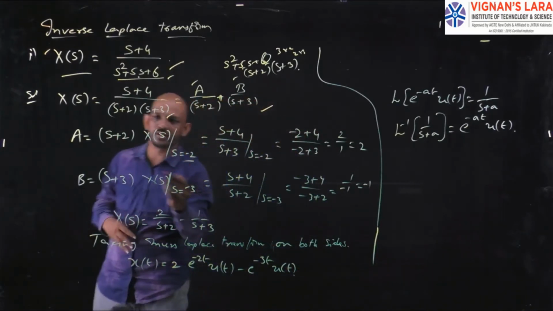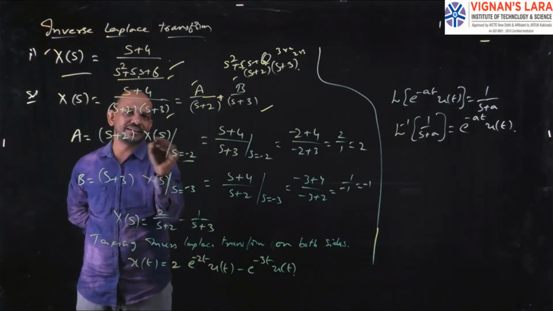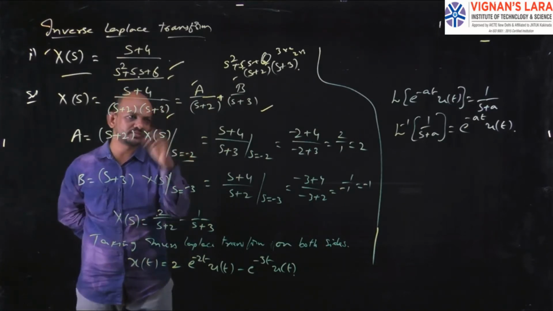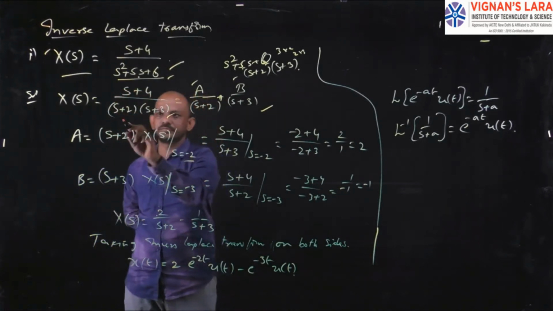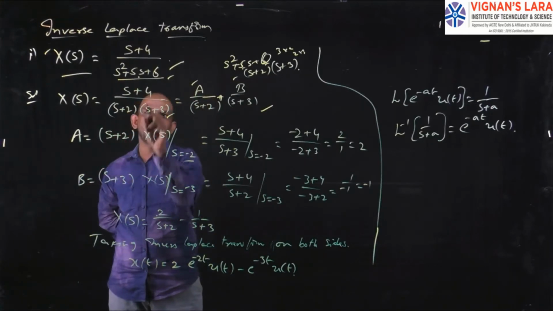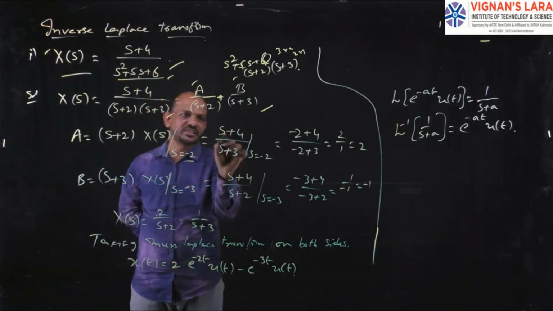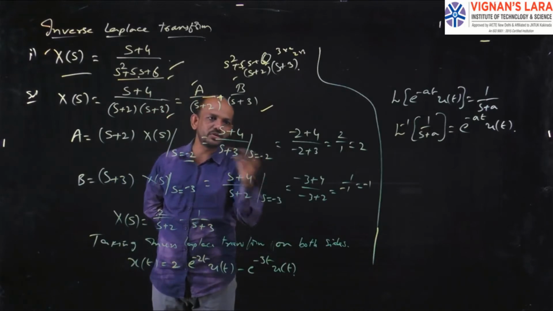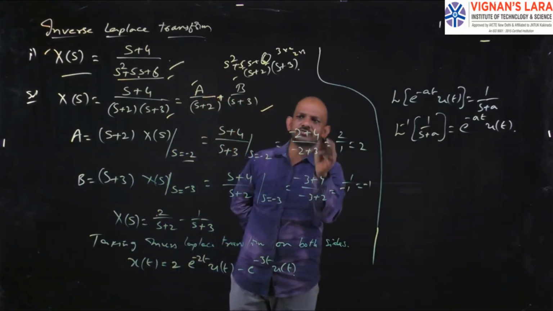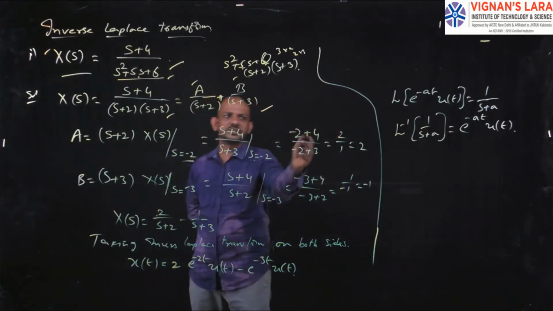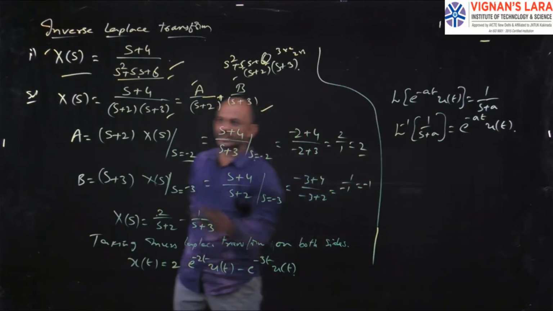Okay, so that's a simple logic. So s plus 2 into X of s, the complete function, at s equal to minus 2. Next, s plus 2 and s plus 2 get cancelled. I have s plus 4 by s plus 3 at s equal to minus 2. Substitute minus 2: minus 2 plus 4 by minus 2 plus 3. That is 2 by 1, simply 2. So the A value is 2.